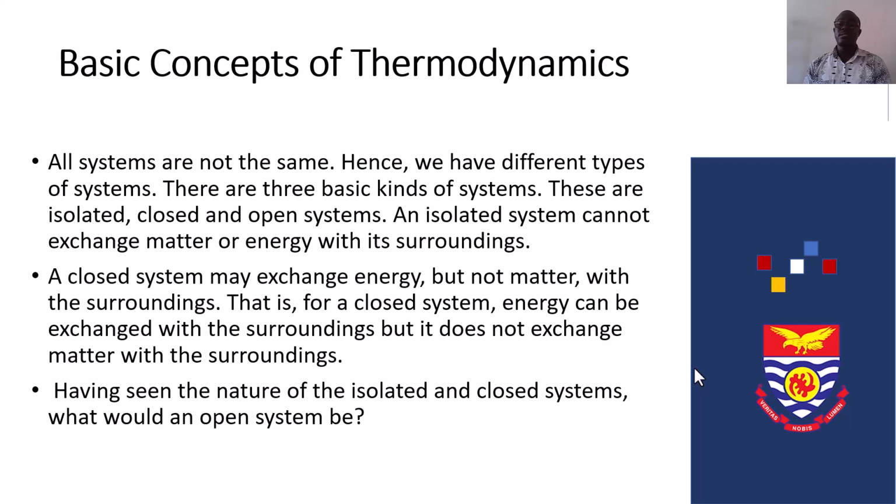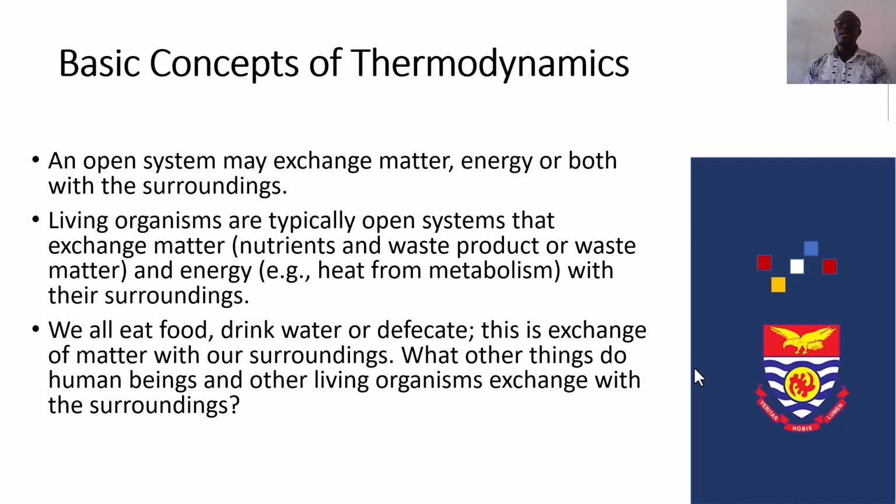All systems are not the same, hence we have different types of systems. There are three basic kinds of systems. These are isolated, closed, and open systems. An isolated system cannot exchange matter or energy with its surroundings. A closed system may exchange energy but not matter with the surroundings. That is, for a closed system, energy can be exchanged with the surroundings, but it does not exchange matter with the surroundings. Having seen the nature of the isolated and closed systems, what would an open system be? An open system may exchange matter, energy, or both with the surroundings.